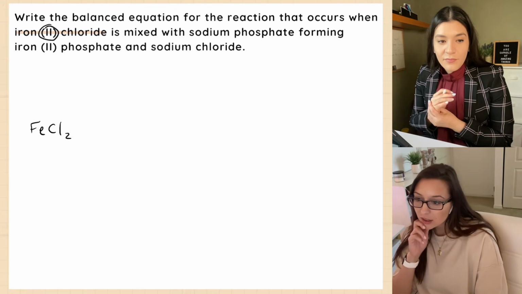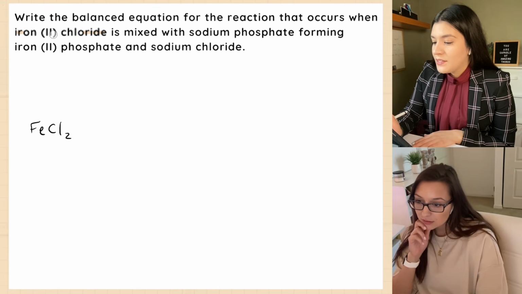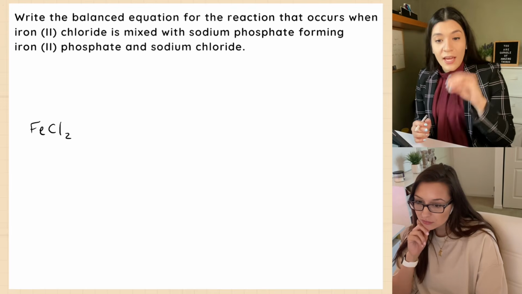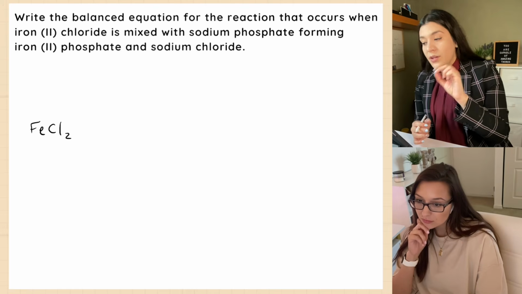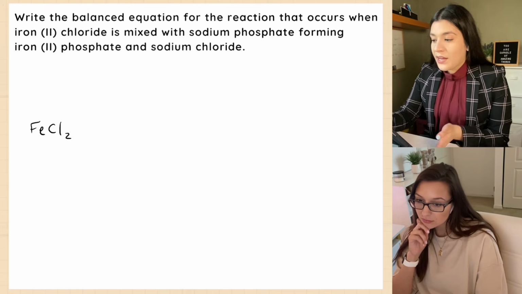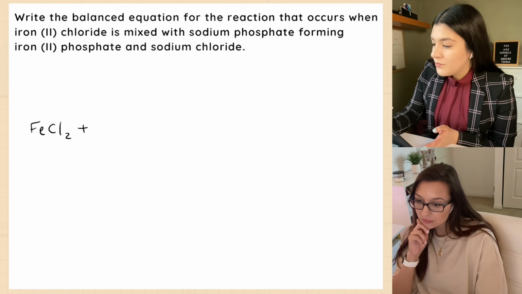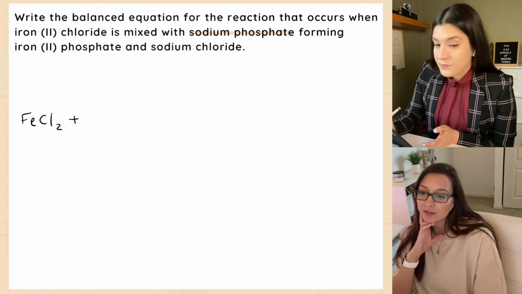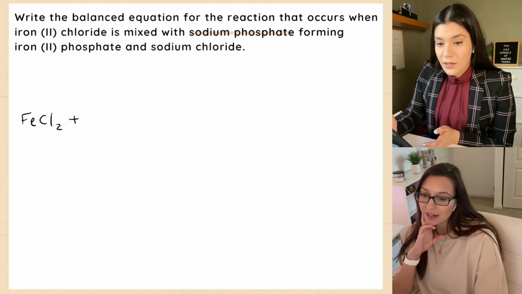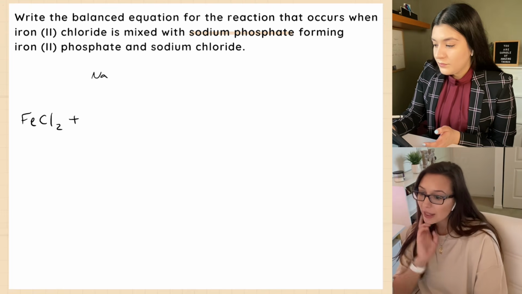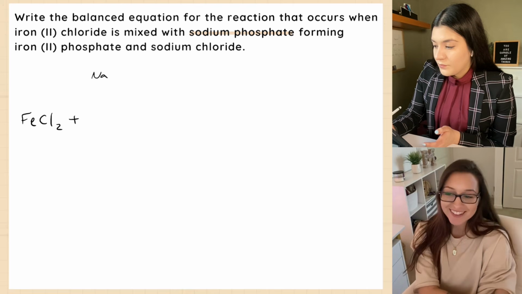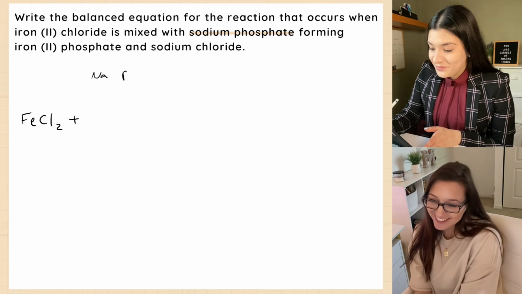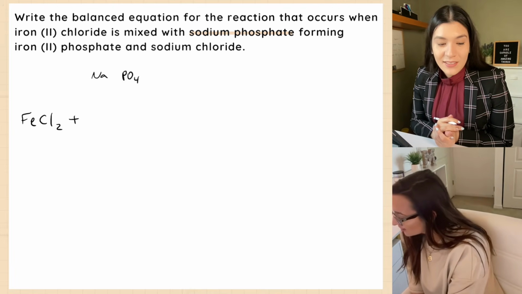All right, and then next it's saying iron 2 chloride is mixed with sodium phosphate. That tells us that sodium phosphate is our second reactant. And what is sodium phosphate? Okay, sodium phosphate. So we're going to do Na for sodium, and phosphate is a polyatomic ion that we have to memorize. Good. So PO4. What's the charge of phosphate?